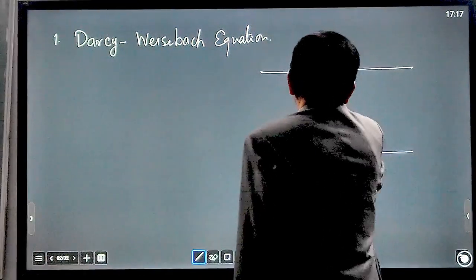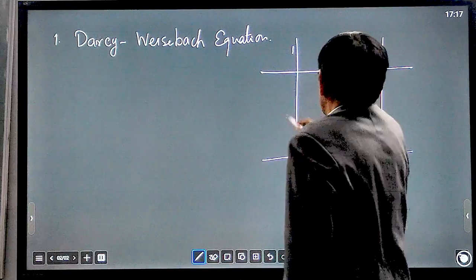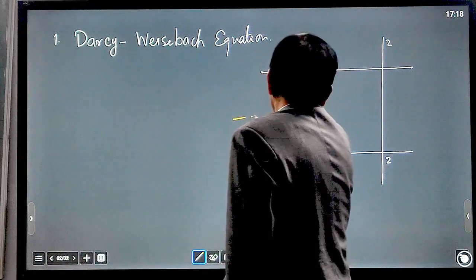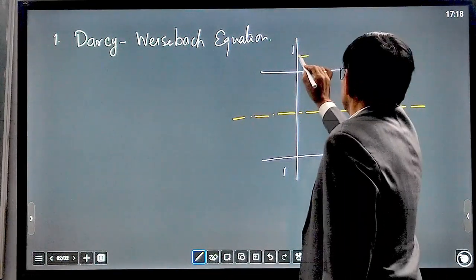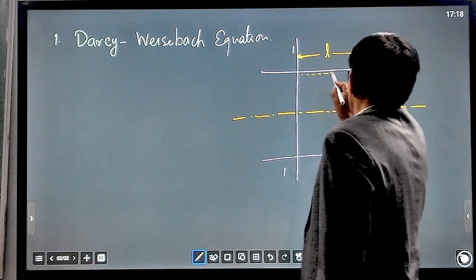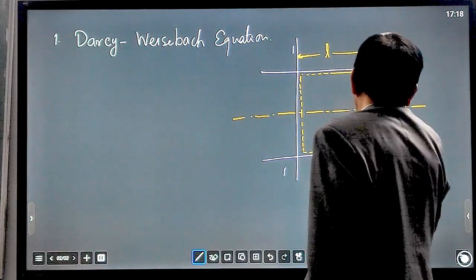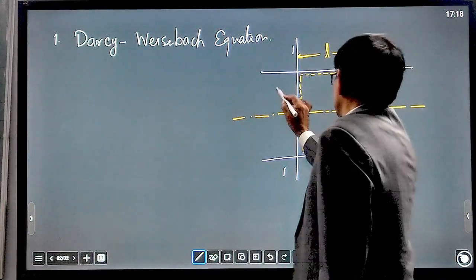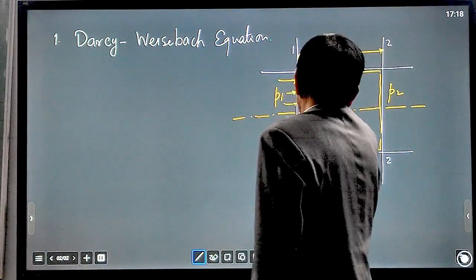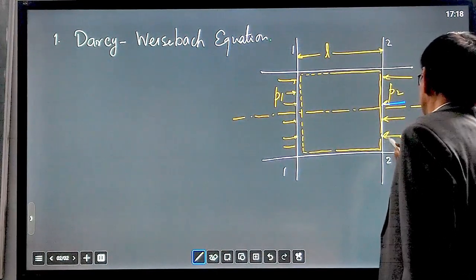We take a cross section of the pipe and take two cross section points here, section 1-1 and 2-2. This is the center line of the pipe, and the length of this region is small l. That is the length that we have taken. Take a control volume of this fluid flow. This is the control volume that we are taking. Here pressure is P1 and on the opposite side pressure is P2.